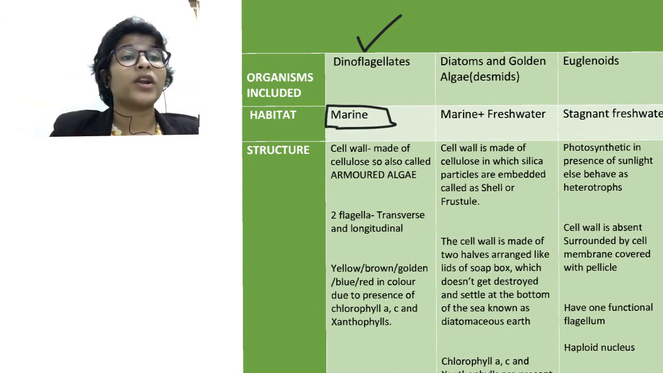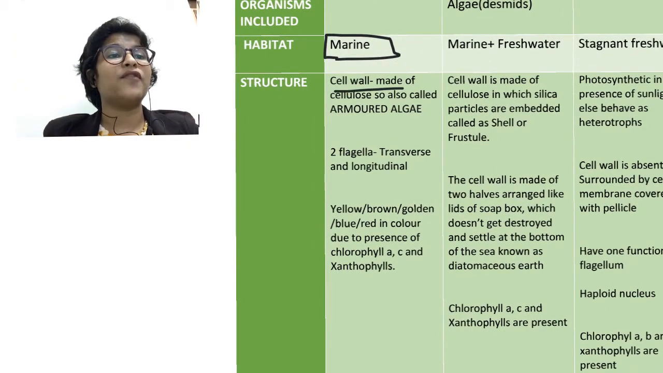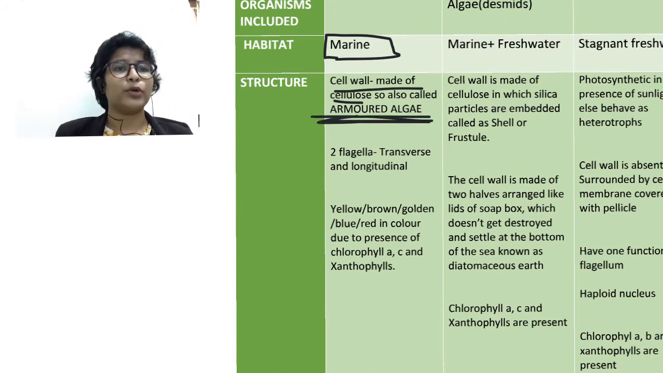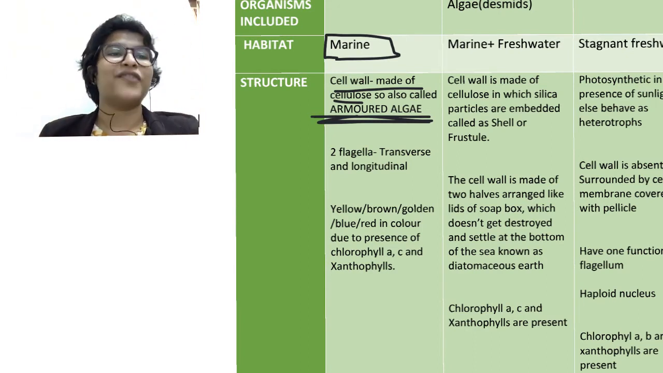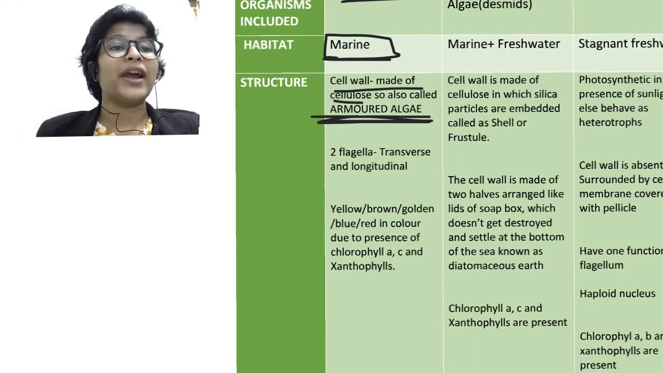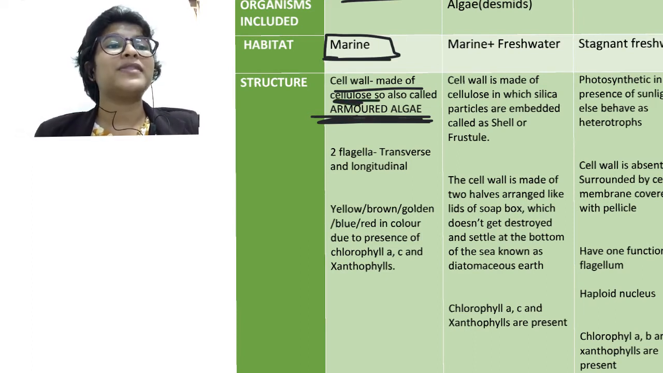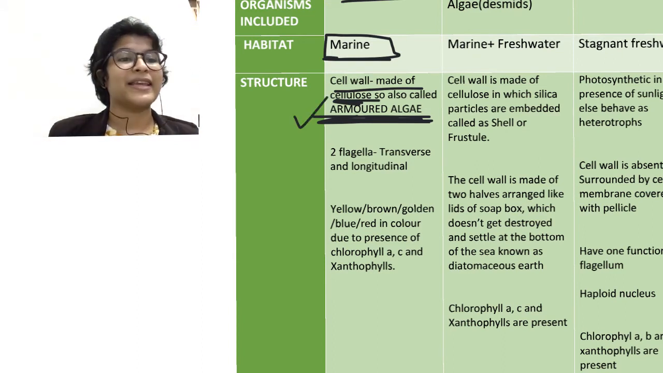What is the structure of dinoflagellates? We have a cell wall made up of cellulose, therefore they are called armored algae. अभी algae बोला है, इसका मतलब they must be photosynthetic, right? So these are photosynthetic. These dinoflagellates are marine in nature and have a cell wall made up of cellulose, which makes it hard. Therefore they are called armored algae.